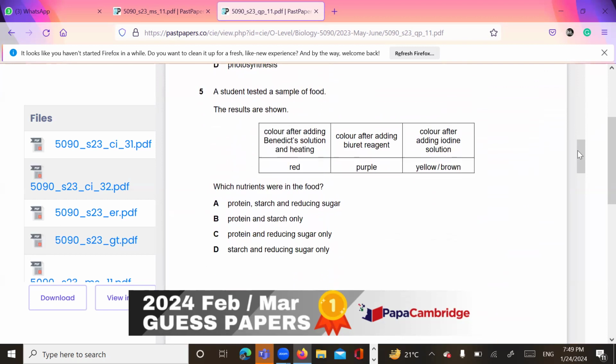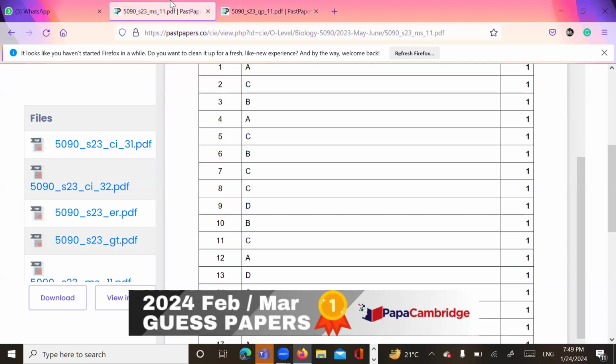A student tested a sample of food. The results were shown. Which nutrients were in the food, given the colors after adding Benedict's solution and heating? Red, purple, yellow, brown. So we know that there is no starch over there. There is protein, there is reducing sugar. So I guess the correct option is C, 5C.